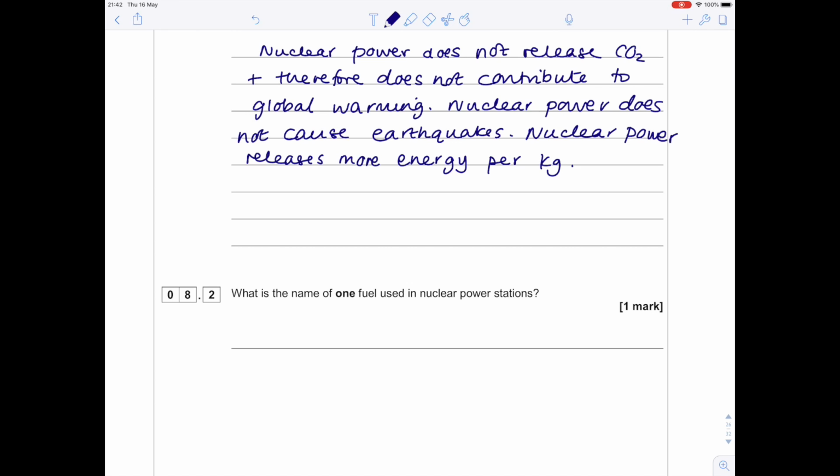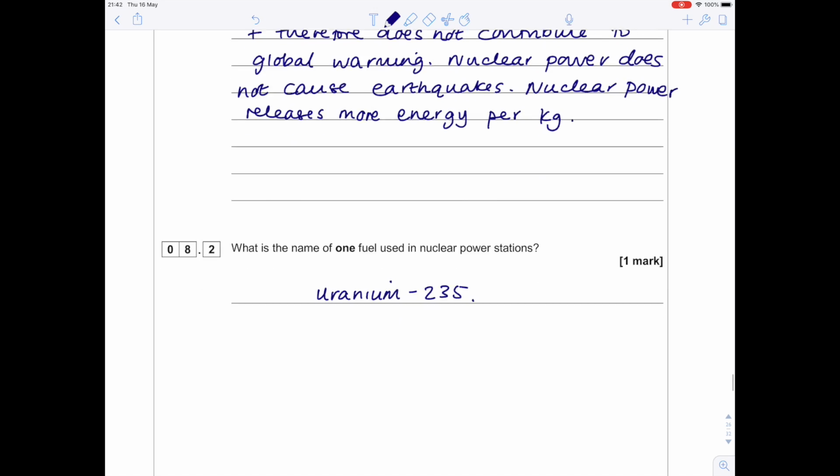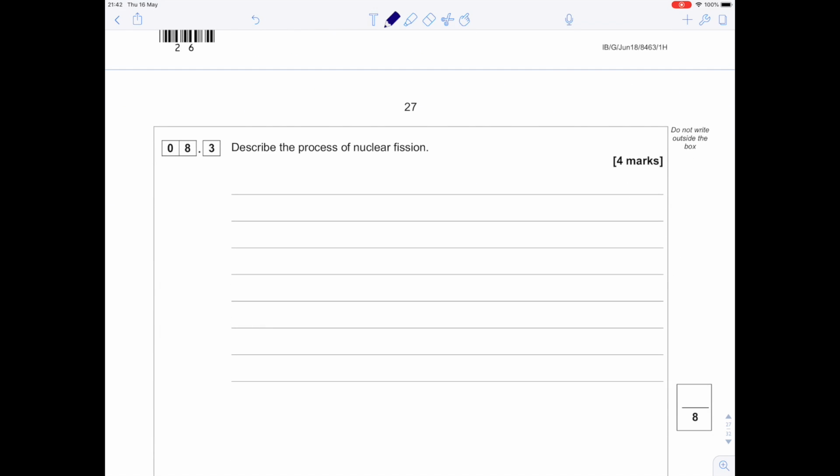What is the name of one fuel used in nuclear power stations? So the most obvious one for me is uranium-235. I don't think you need the mass number. But you could have also said plutonium.